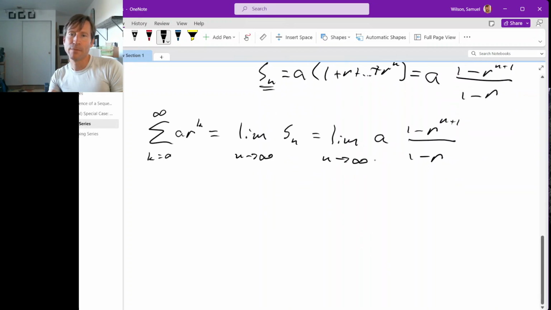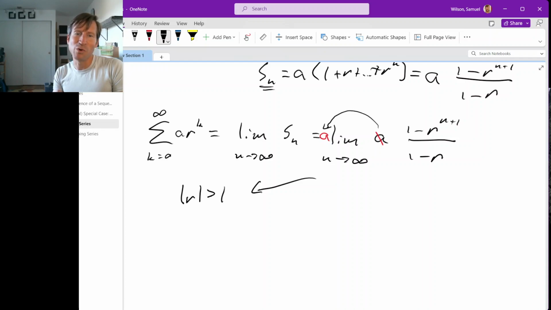So let's see, this a is a constant multiple, so we can move that outside of our limit. Let's do that. And now we have to think about what is happening in this limit. Well, it depends on r, right? If the absolute value of r is bigger than 1, then this piece right here is blowing up to infinity if r is positive, or alternating between negative and positive very large if r is negative. And so in either case, the limit doesn't exist, although it might be positive infinity. But anyway, it's not finite.